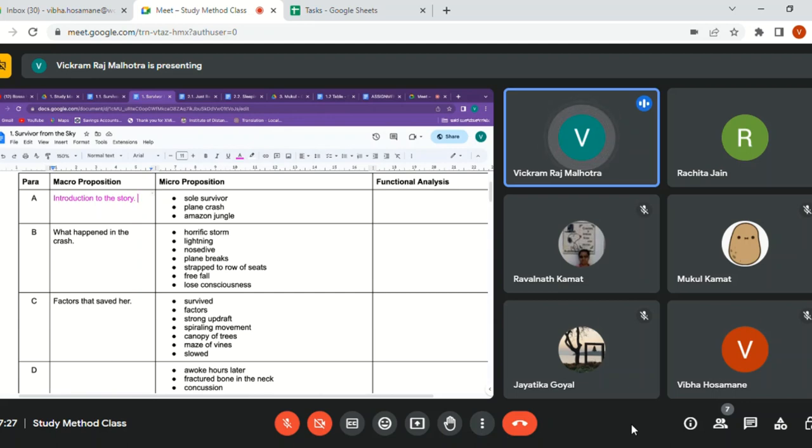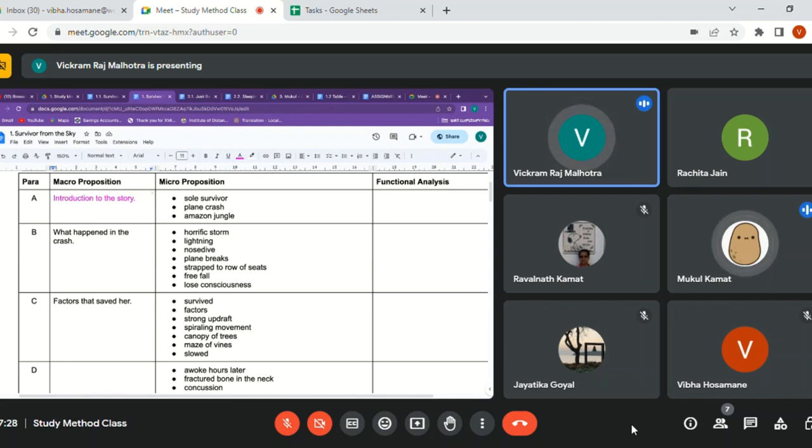What is a macro proposition? What's a micro proposition? Do you see the difference? All the points of the micro proposition column are summarized by the previous paragraph. Macro proposition. Do you understand what it means? All the points are about introduction to the story. In paragraph B, all the micro propositions are about what happened in the crash. In paragraph C, all the micro propositions are about the factors that saved her.